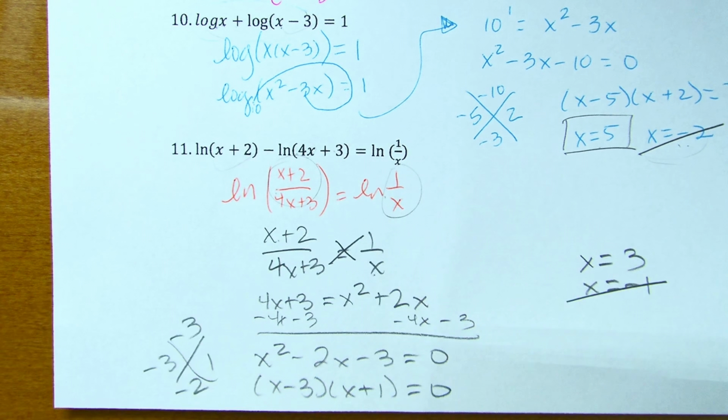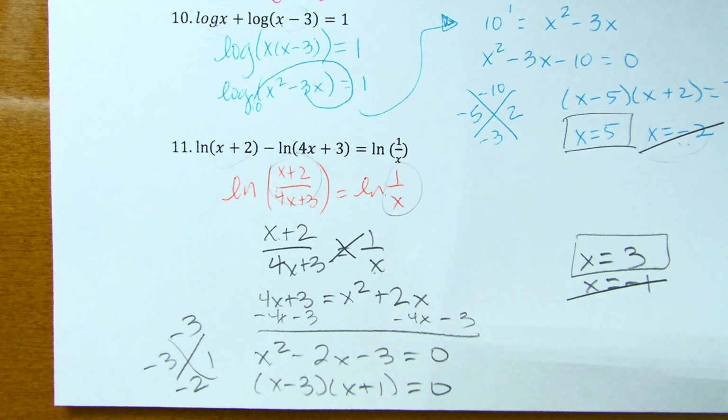Oh, that doesn't work. Again, just because this is a negative value does not mean it automatically doesn't work. It just happens to not work in this one. So x equals 3 is our answer. And this brings us to the end of this section.